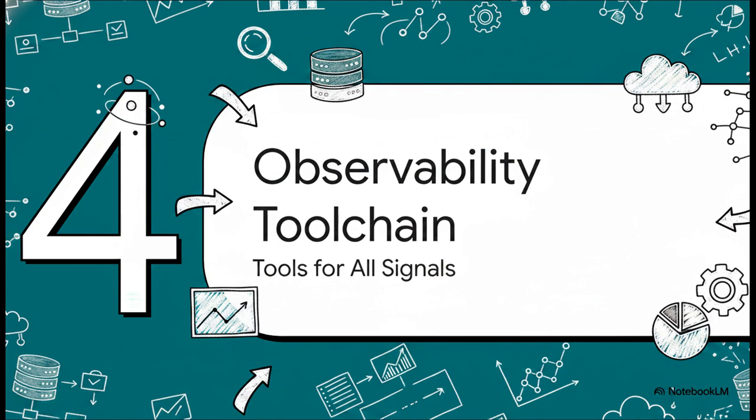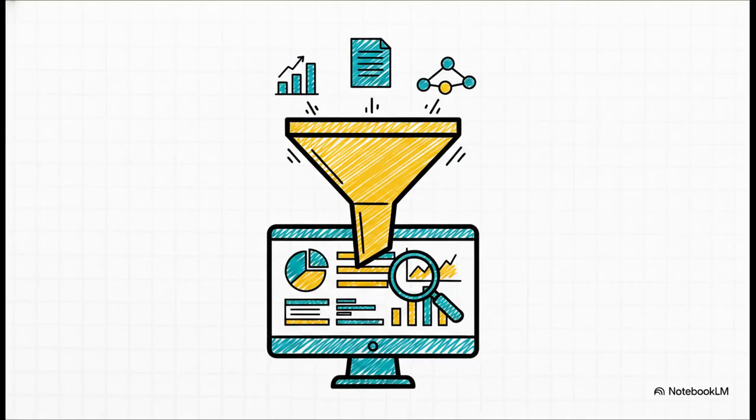Now for 4, the Observability toolchain. With the theoretical pillars firmly established, let's review the actual tooling landscape that makes all this possible. There's a massive ecosystem of tools that engineers use to correlate and analyze all these signals. We've got Prometheus, Grafana, Loki, Tempo, OpenTelemetry, Datadog, New Relic.